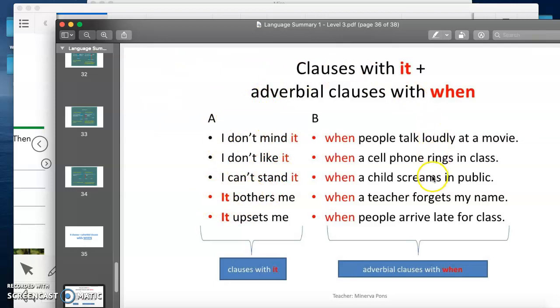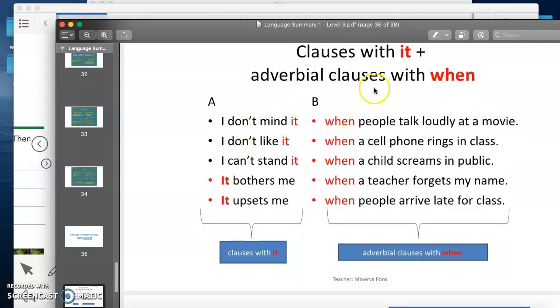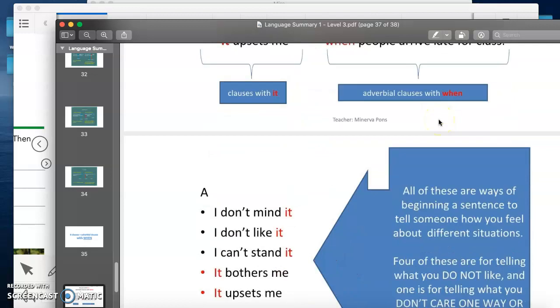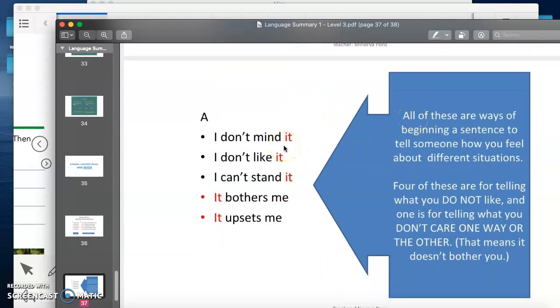And then we have part B. Part B is the adverbial clause with when. For example, I don't like it when my mother wakes me up to clean the bathroom. Or I don't like it when people call me on my cell phone. I hate it when people walk slow in front of me, for example. So here I am just saying how I feel about a situation, using it and using when. I don't like it when. I hate it when. So again, part A is the clauses with it.